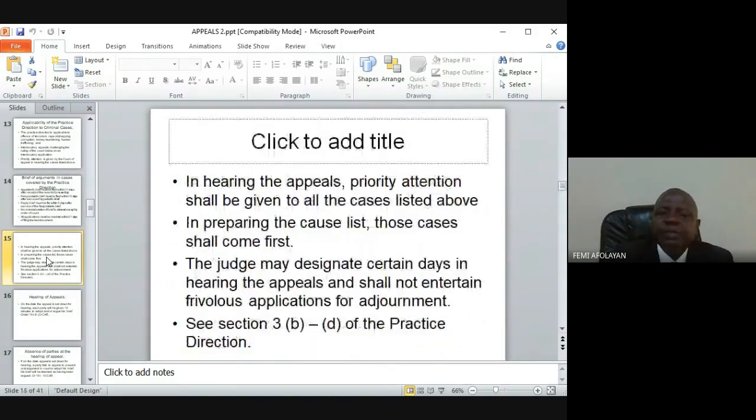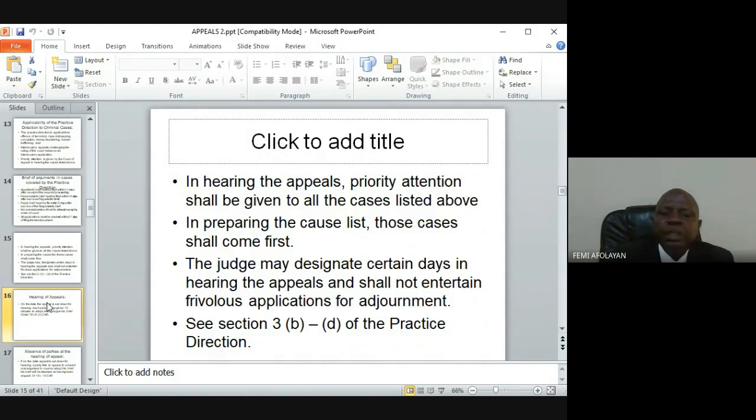In hearing the appeals, priority attention shall be given to all the cases listed above, and in preparing the court list, those cases shall be mentioned first. The judge may designate certain days for hearing the appeals and shall not entertain frivolous applications for adjournment. On this, see Section 3B to D of the practice direction.